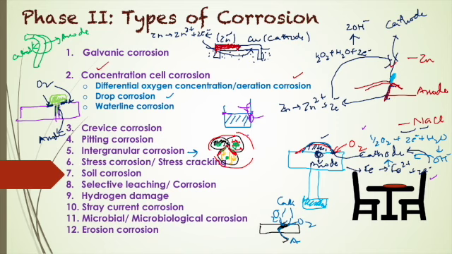Buried pipelines or cables which are buried in the soil, passing from one type of soil to another, for example from one city to another city, the pipelines are running, so definitely the soil of those cities can be different. So in that case, those buried pipelines or cables passing from one type of soil to another type of soil may get corroded due to differential aeration.